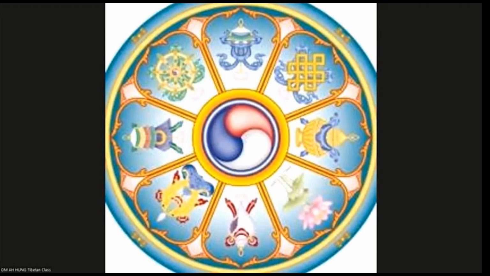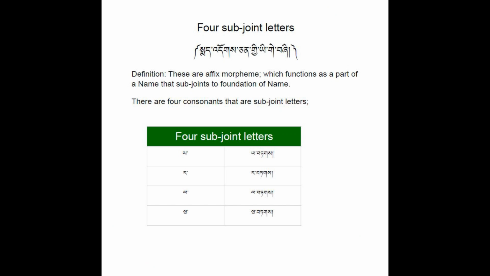Actually, these are not that difficult because they deal with only the position of the consonants. So at different positions, we have learned the suffix, the post-suffix, the prefix, and today we're going to talk about two of the other affix morphemes, which are the head joint and the subjoined letters.